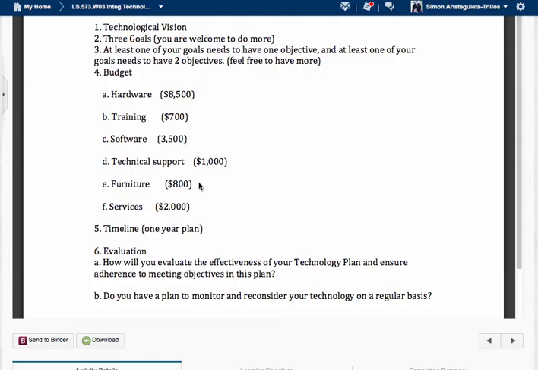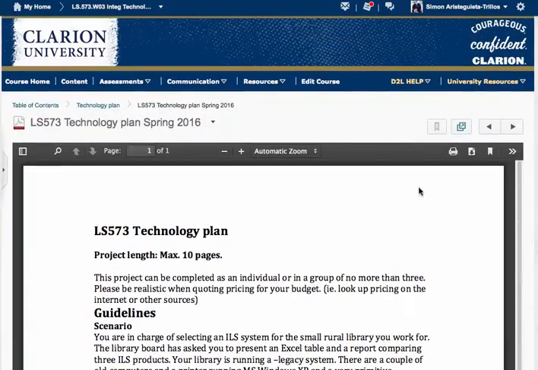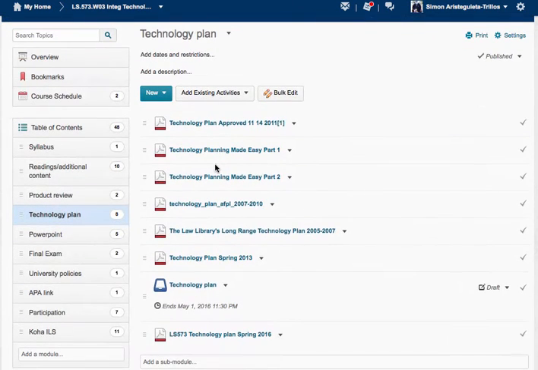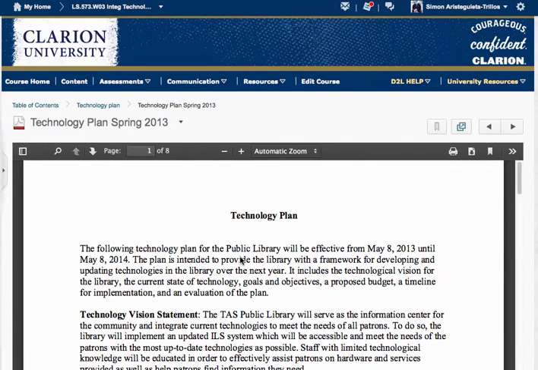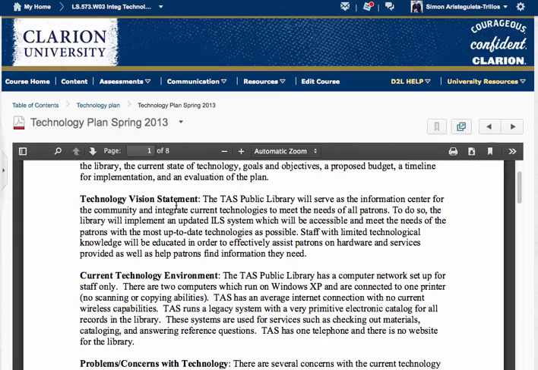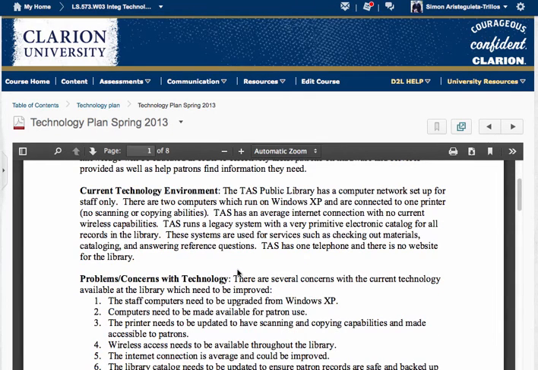Okay. Now let's see one of the technology plans that we have here from 2 or 3 years ago. And this is just an example. Please do not copy this. But this is a good example of how to write a technology plan. Here, this is the technology vision statement. This is the current technology environment. These are the problems and concerns with technology.